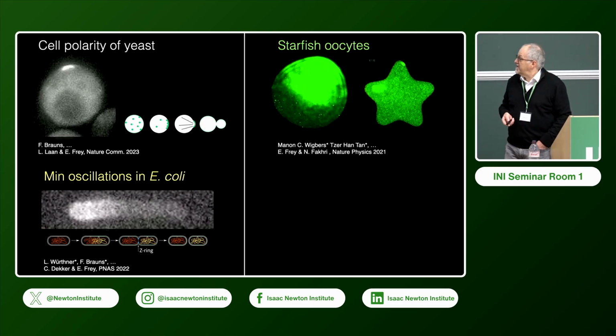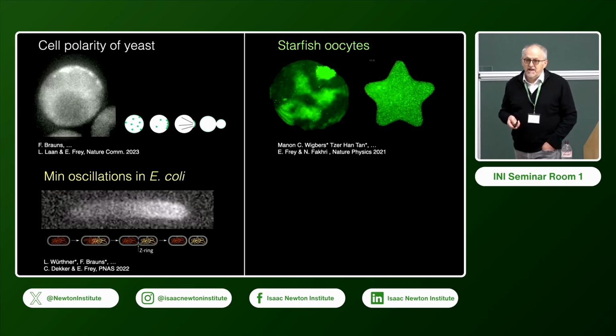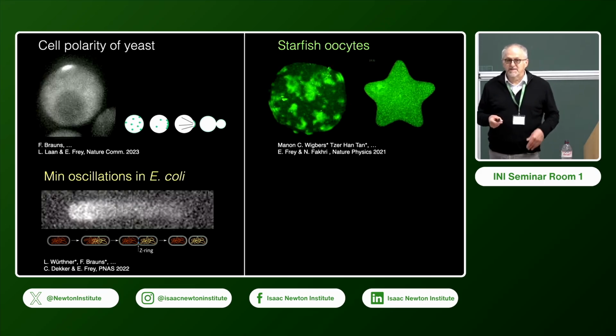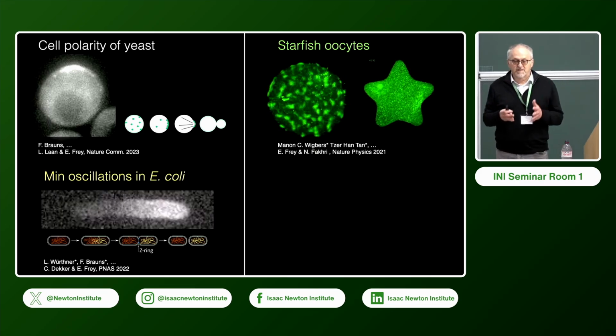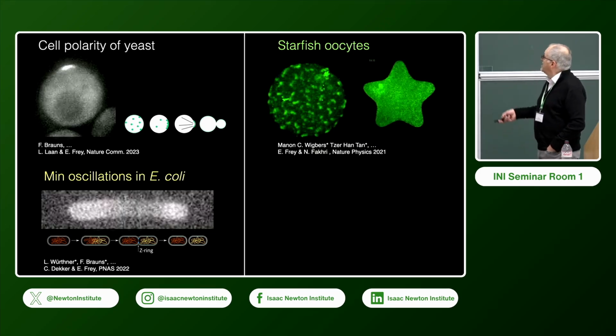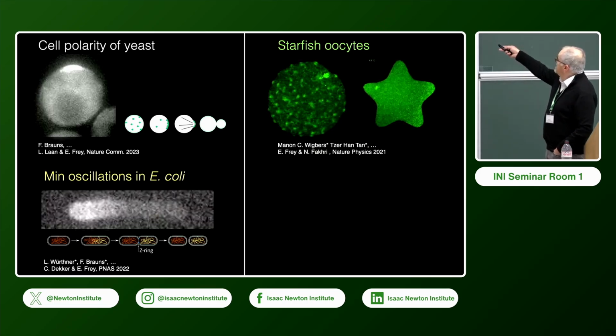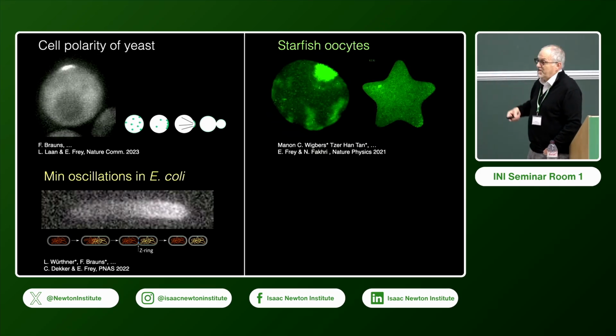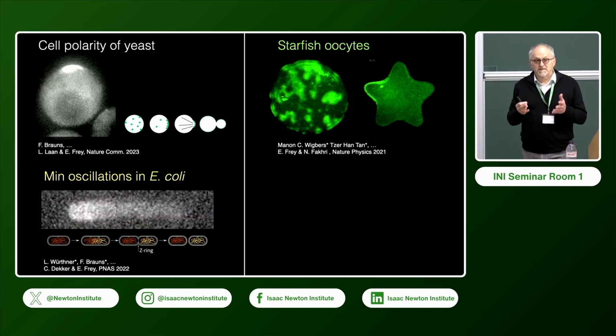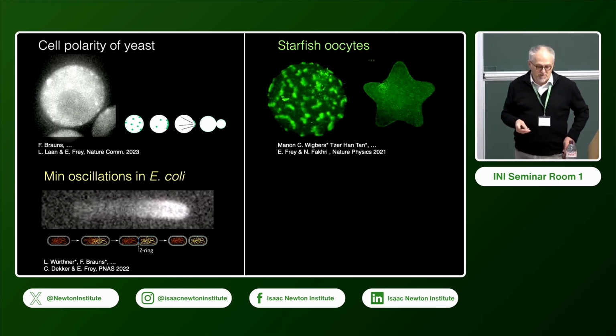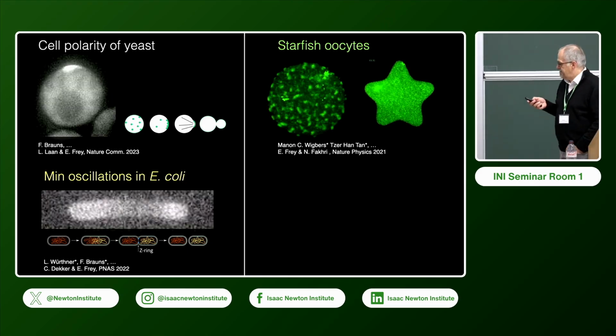The third example is more intricate. It's a coupling between protein patterns and the deformation of the actin cortex of the starfish oocyte. So here you see on the left, as the movie loops, the pattern of the Rho waves in green, and that's then connected to a deformation mode of the actin cortex.